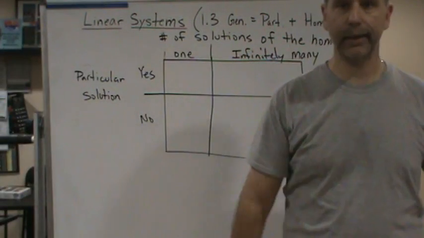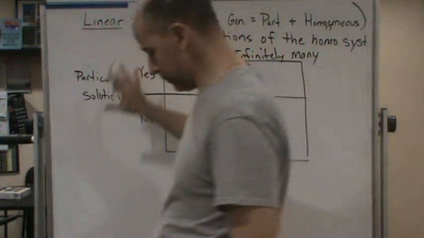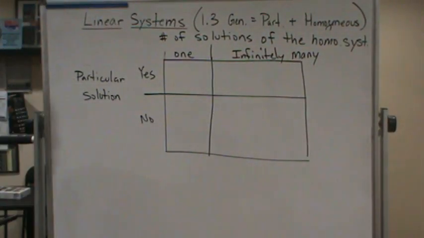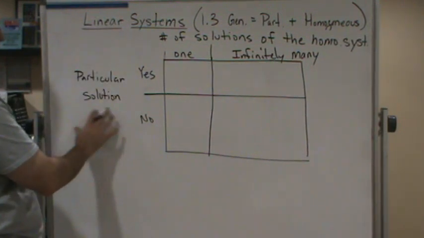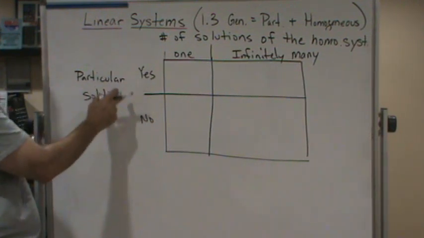Okay, welcome back. So now what we're going to do is we're going to talk about this square. So we're going to fill this in. And so as a result of the corollary, this is what we're looking at. So there's either going to be a particular solution or not, right? So this is going to be yes or no.